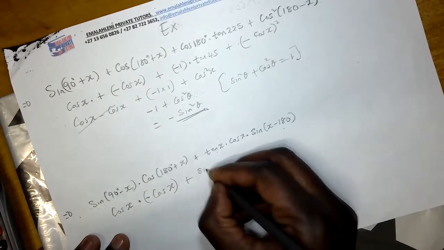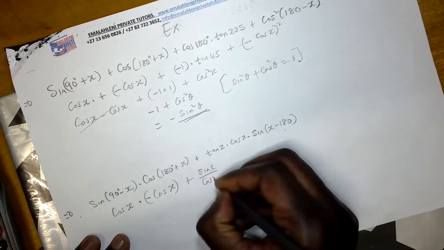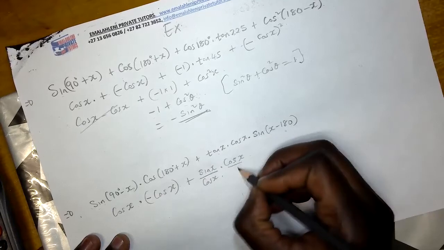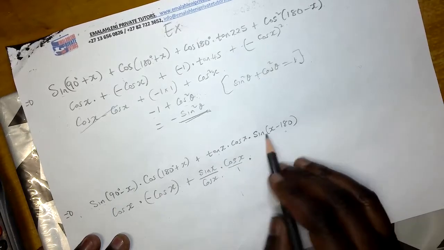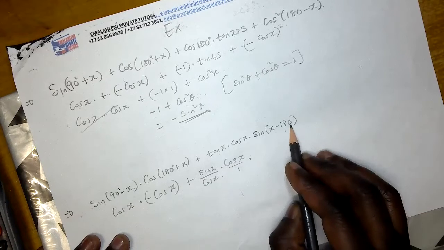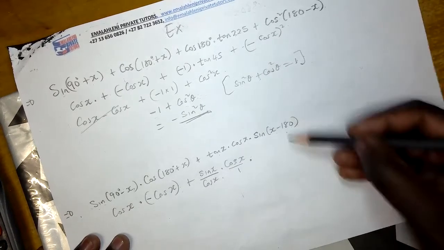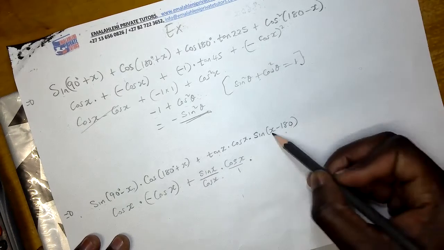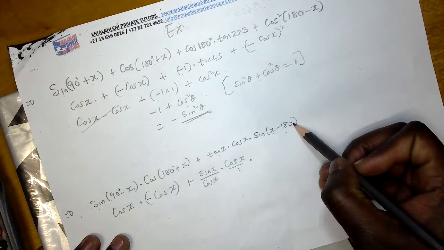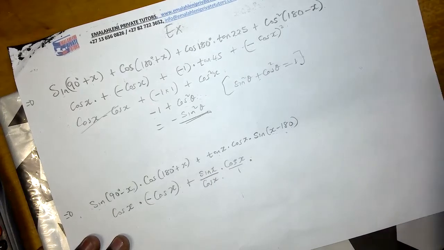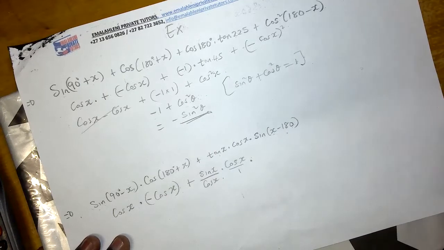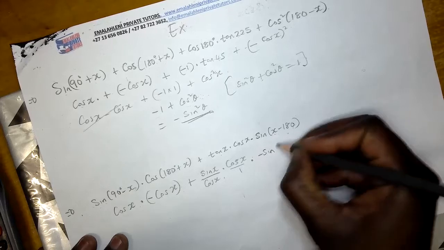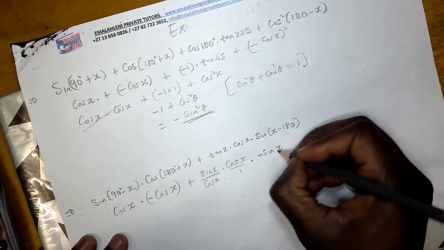Tan is sine x over cos x. What about our cos? We multiply with cos x, then it's more like over 1 here. Then we multiply again here, sine of x minus 180. This is negative, because if we say x minus 180, we are going to get a negative. So we are going to get negative sine x here.